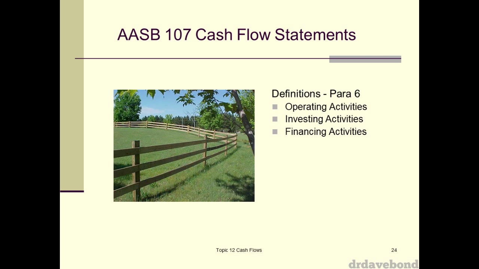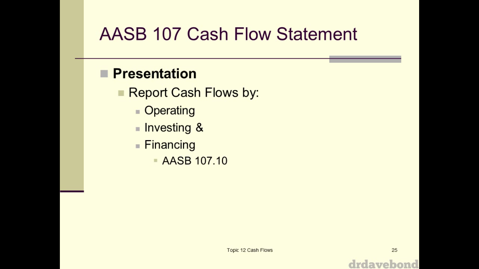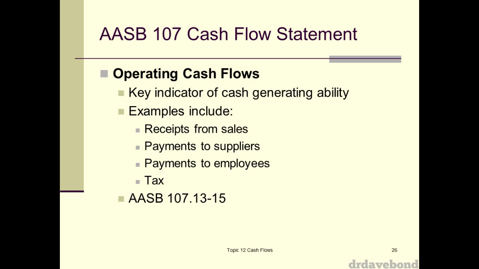Paragraph 6, we look at operating, investing, and financing cash flows. So we report cash flows by operating, investing, and financing, which is why you see the structure that you do. Paragraph 10 requires that we show operating, investing, and financing, which then begs the question, what fits into which item? Operating cash flows, most of these are fairly self-evident, but they just show you how well the company can generate cash.